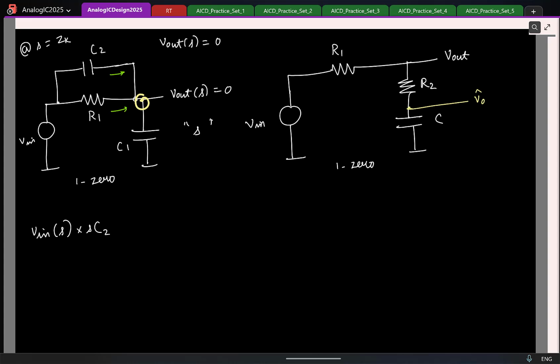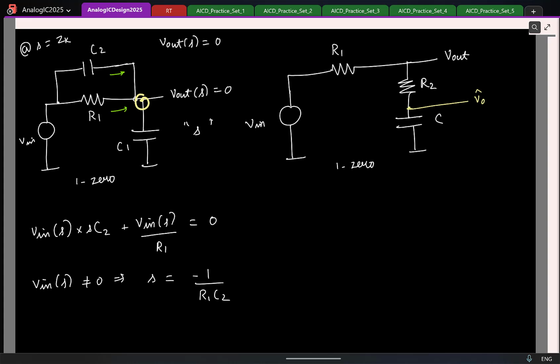Okay. So which means the current is V in of S times SC, thank you, SC. What about the current flowing through the resistor? V in of S by R1. Sum of these two must be equal to what? Sum of these two must be the current flowing here. V out of S is 0, so no current flows. So I know for a fact that my V in of S is non-zero, which means to satisfy this equation, what is the value of S? Yeah, it should be minus 1 by R1 times C.